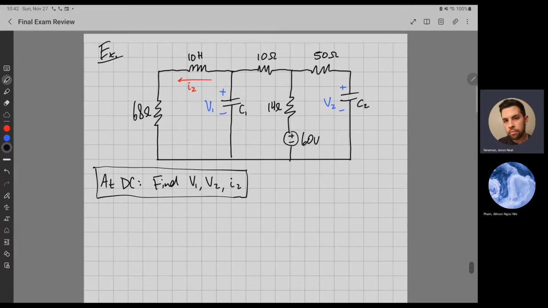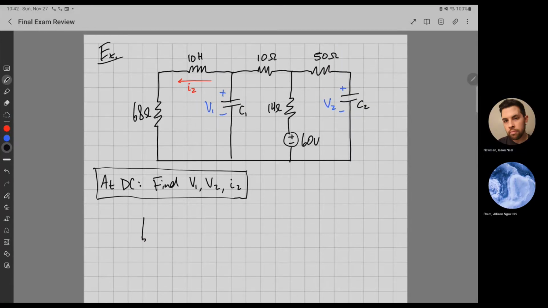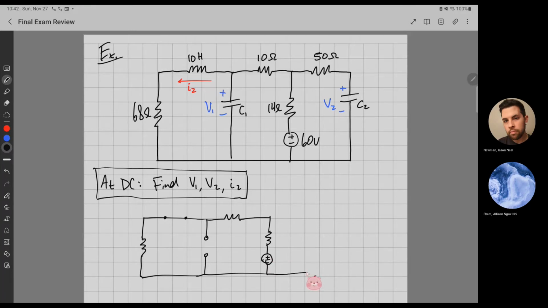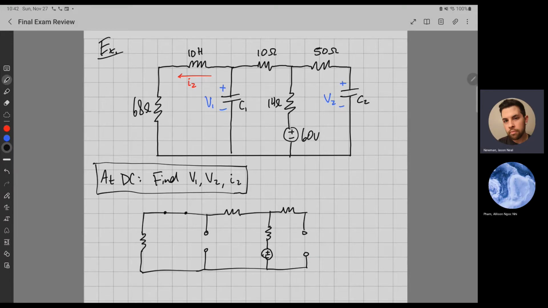Let's just try to do this real quick. So that's just a straight line because it's a short. I guess I could just draw it here so you'll know it's there. This is an open. This still has the resistors. Okay, I'm not going to draw the values, but let's just go over this real quick.